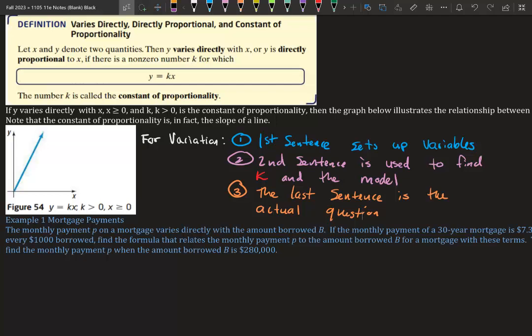If you're given k, it will be said, like the constant of proportionality is this, or k is this. We are not going to be given it today, so you'll see that. Your last sentence is usually the question we're trying to answer. So these are 3 steps to tackle a word problem with variation and a lot of other things. If you just use this method, it's going to help with all types of word problems.